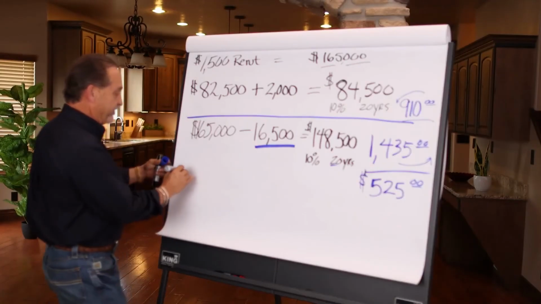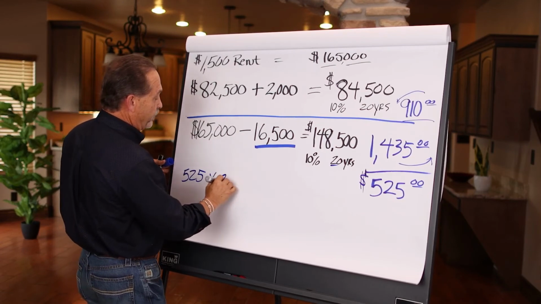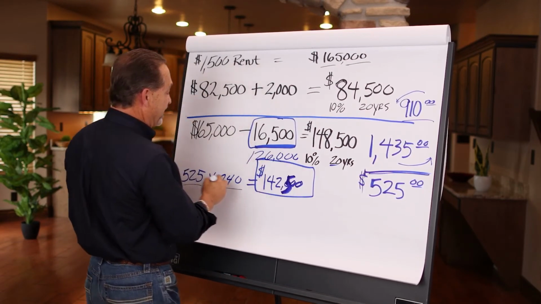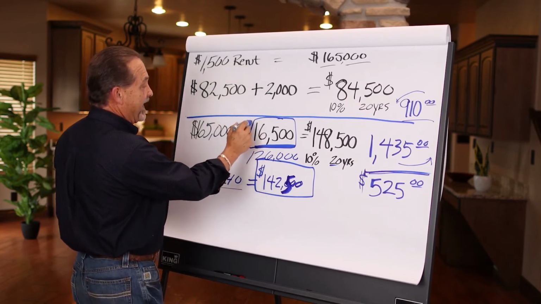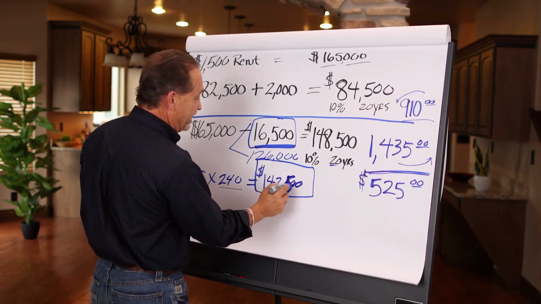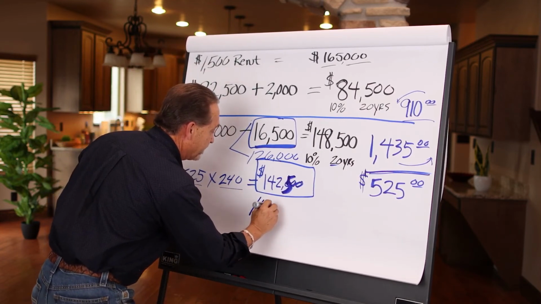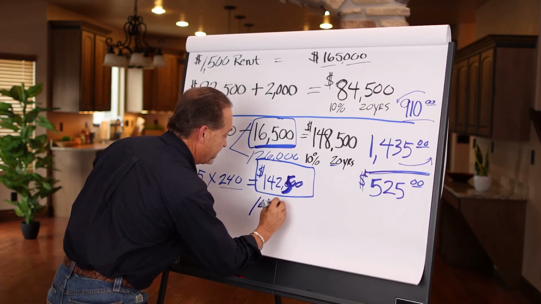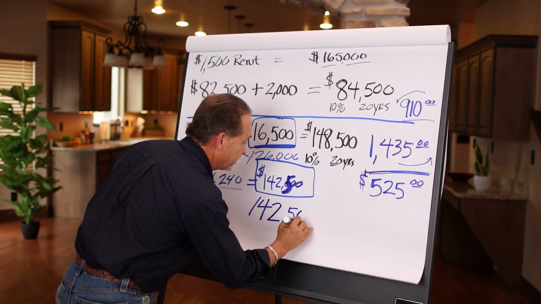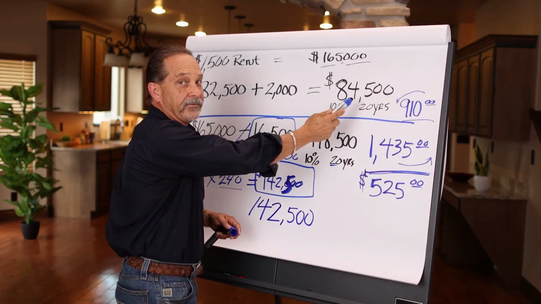So the story gets a little more interesting here. You take $525 times 20 years, or 240 months, and it comes up to $126,000. That's what I'm owed in the future. If you add this $16,500 plus the $126,000, it comes out to $142,500. I got kind of sloppy there. The total potential profit on this house is $142,500, on a house that I bought for $82,500 and borrowed $84,500 on.